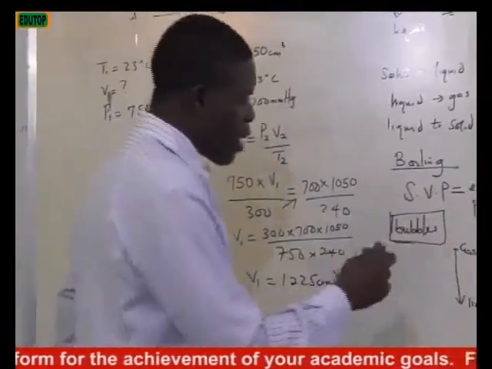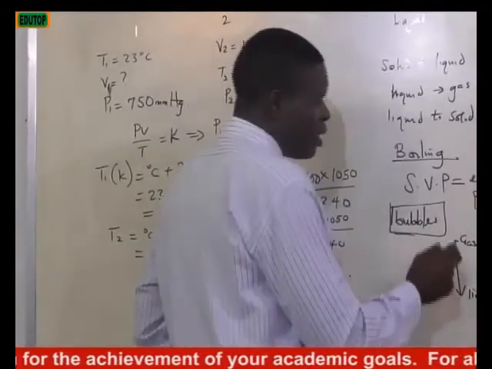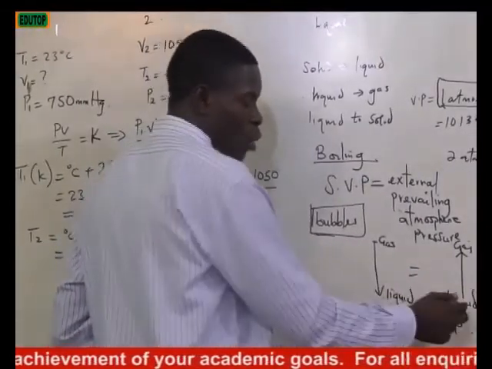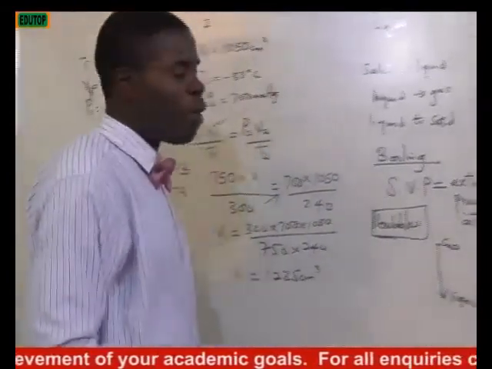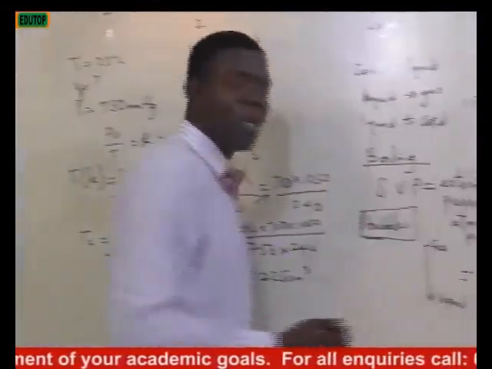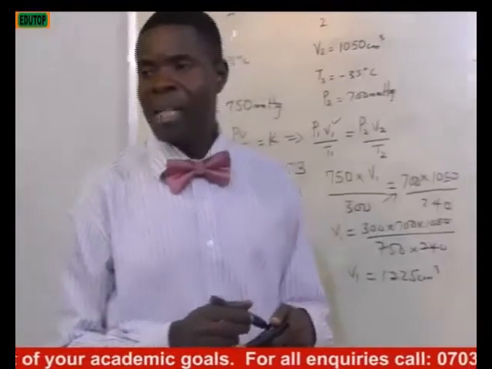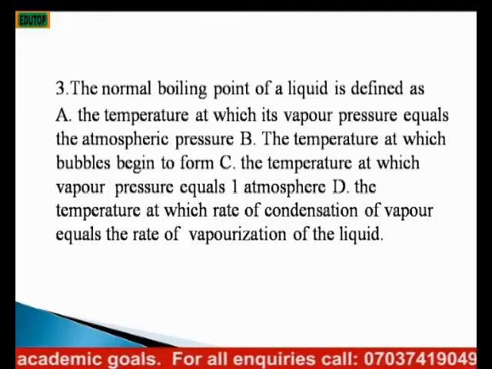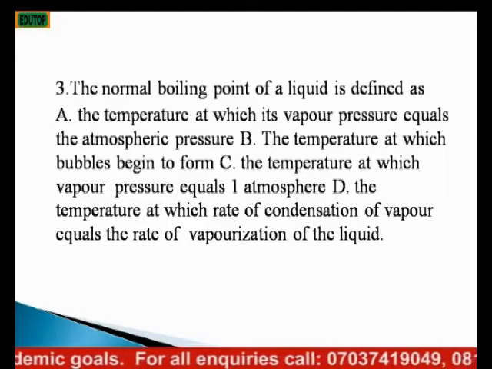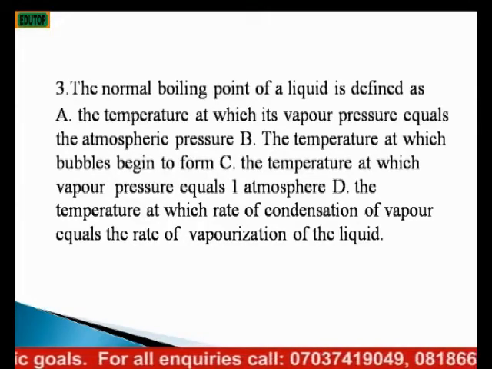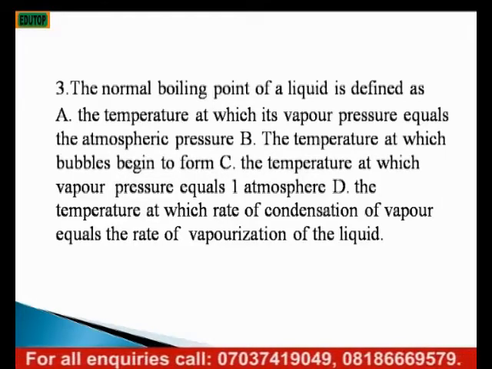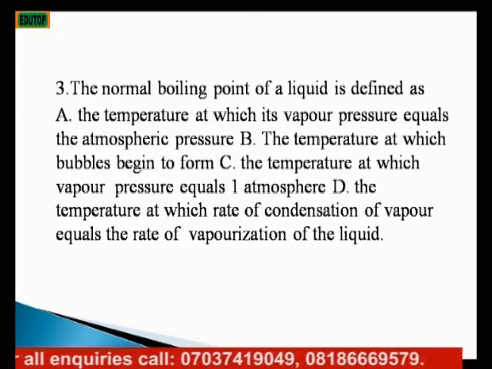The saturated vapor pressure is attained when the rate of condensation is equal to the what? The rate of vaporization. That is not the boiling point. So the only suitable option as far as this question is concerned will definitely be option A, which says that the temperature at which its vapor pressure equals the atmospheric pressure.